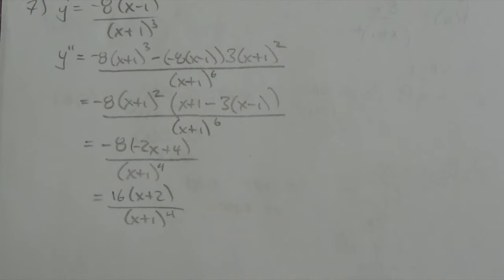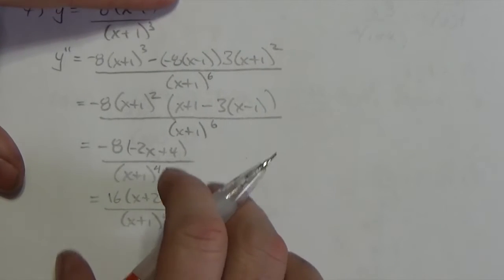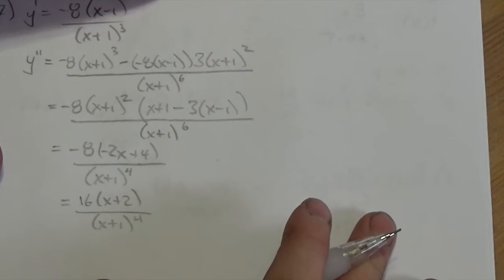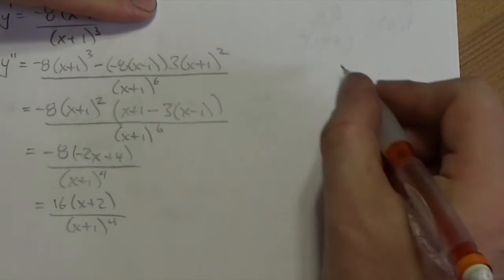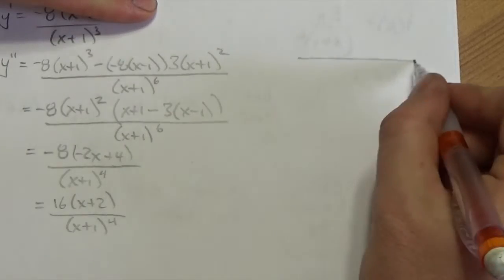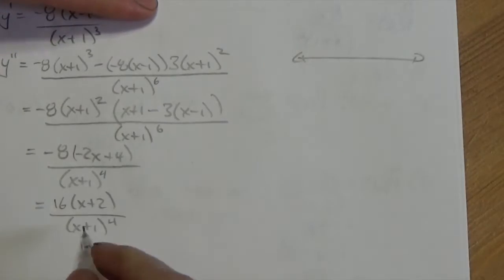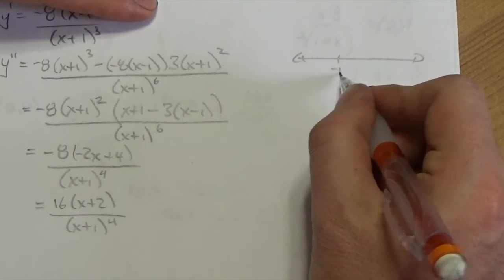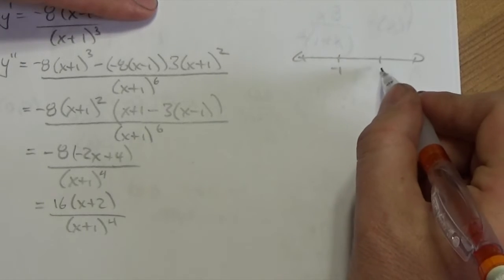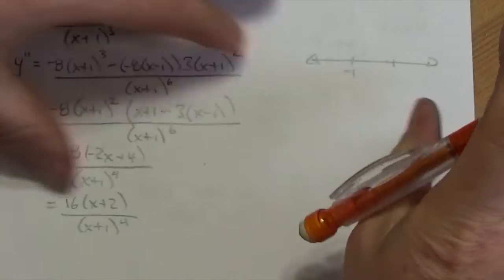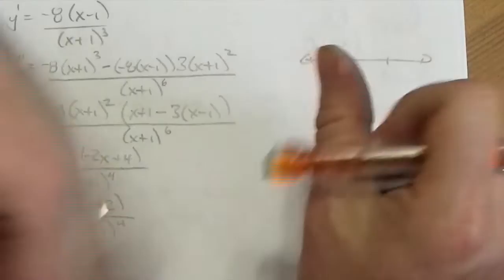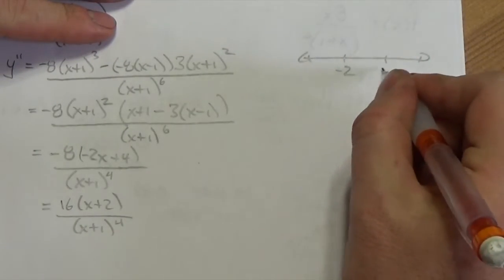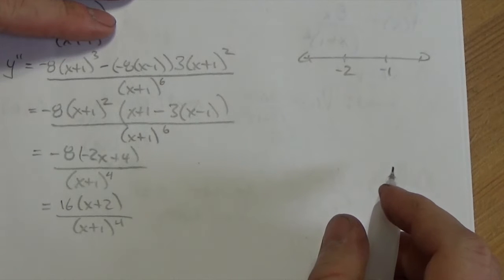Now, once again, I'm going to take a quick look at the behavior of this function to see where it's positive or negative. So, again, I'm going to draw myself my little number line here because I'm going to take this thing apart and look at its pieces. The denominator goes to 0 at negative 1, and the numerator goes to 0 at, oh, sorry, I put that in the wrong spot. It's going to be negative 2 for the numerator, negative 1 for the denominator.